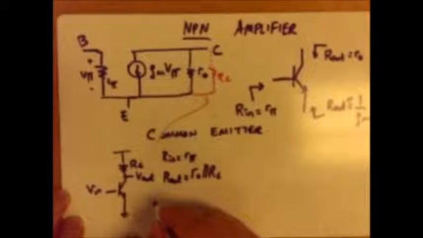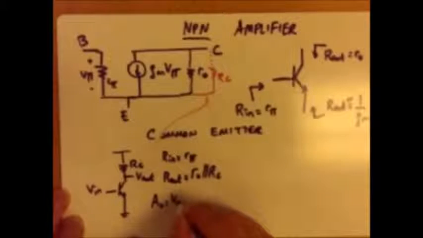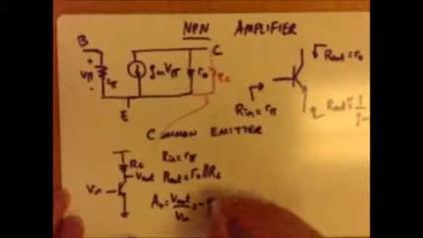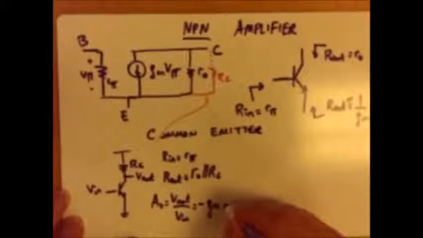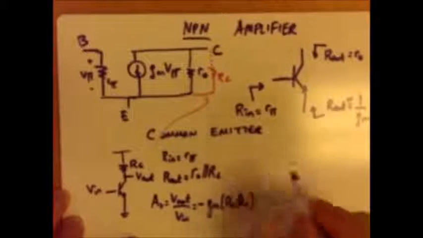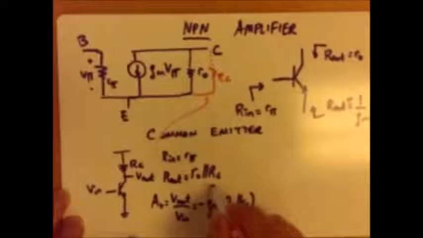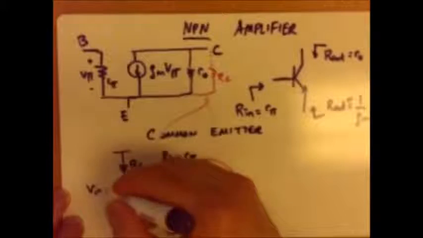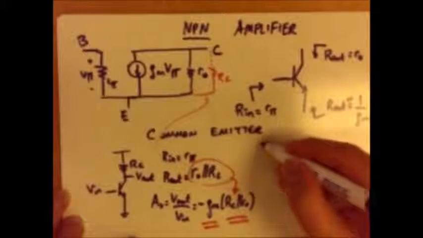And your gain, Vout over Vin, will be given as negative gm, that's the current capability of the transistor, times your output resistance. So negative gm times the output resistance. This is for the simple common emitter.